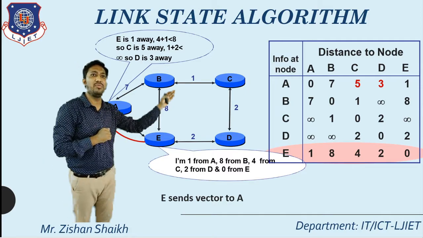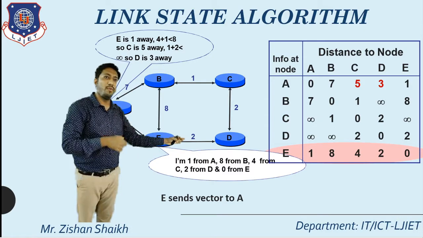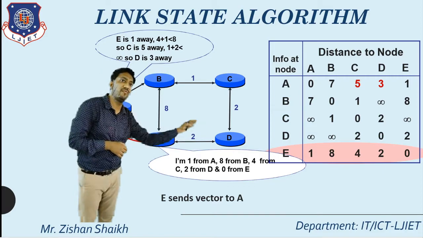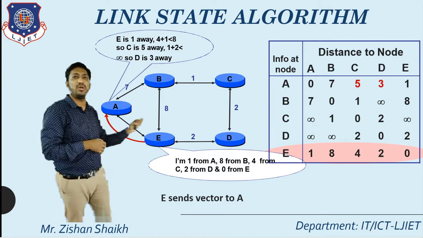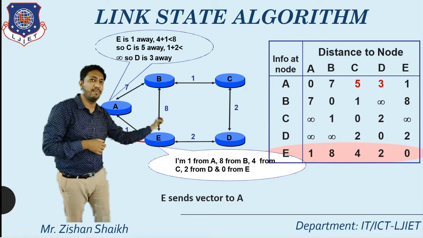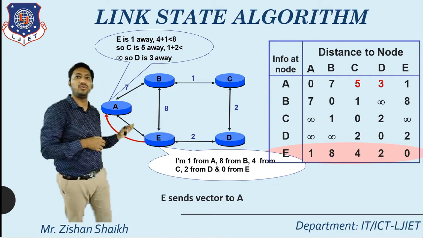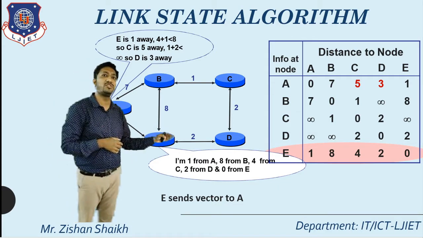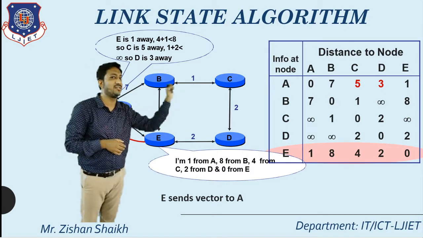Now let's see how the data value is updated. E is telling that from E we can reach C via 4, and from E we can reach D via 2. So it is updated because A to D is infinity, as it is not directly connected. E to D is 2 and A to E is 1 here. So we will check 1 plus 2. 3 is less than infinity. Yes, that's why A is updating its data table.